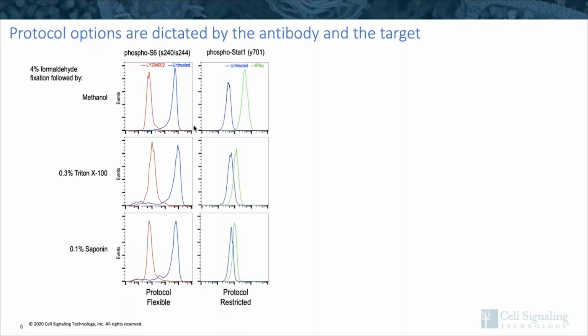An example of something that's a little bit more finicky is this phospho-STAT1, where if we're comparing cells that are untreated versus cells that have been stimulated with interferon alpha to enhance that phosphorylation, we're really only getting a good separation of positive and negative populations on cells that have been fixed and then permeabilized using methanol as opposed to Triton X100 or saponin.